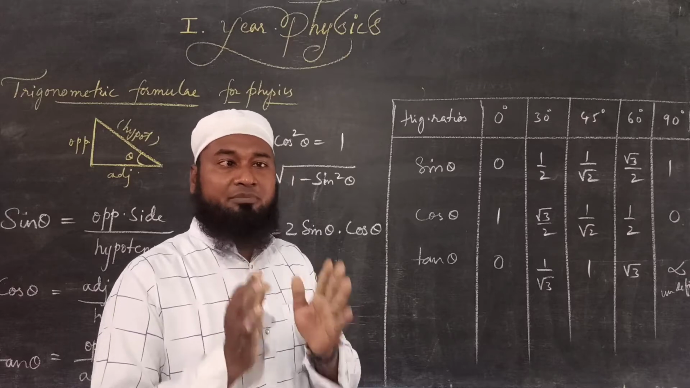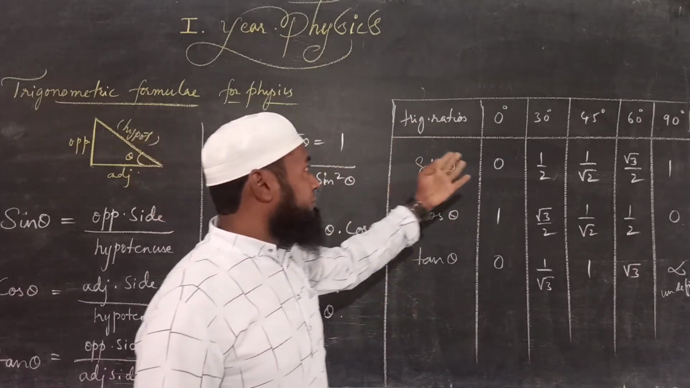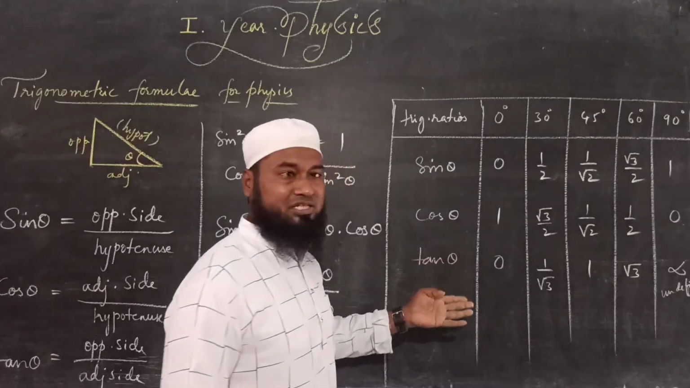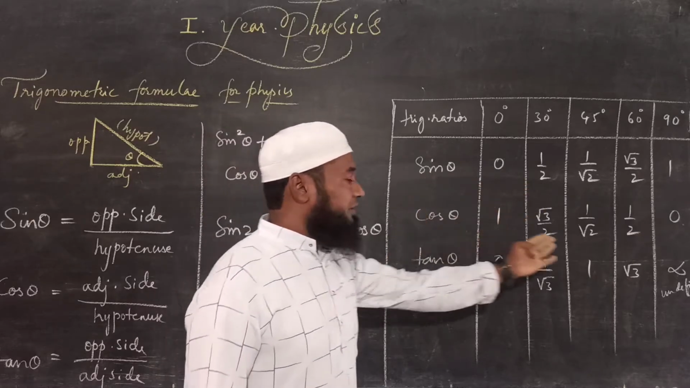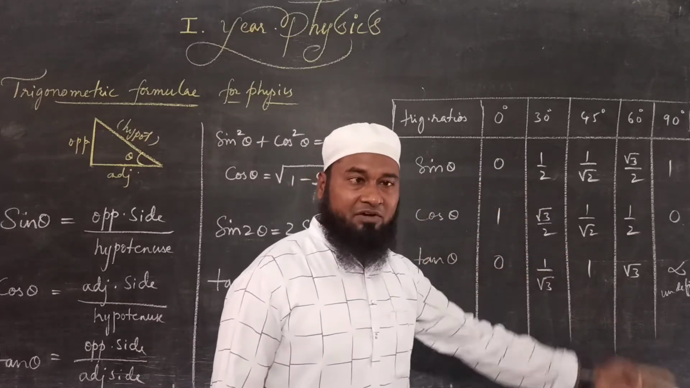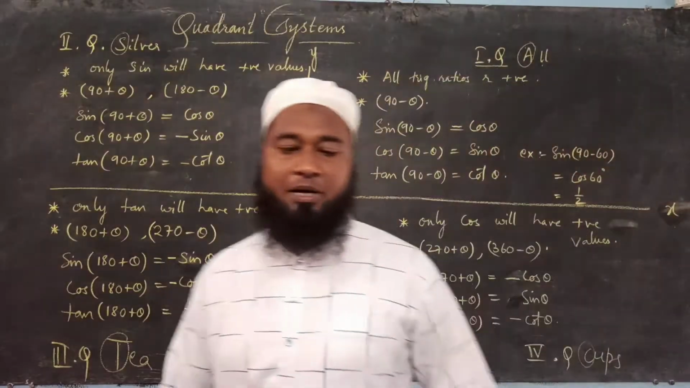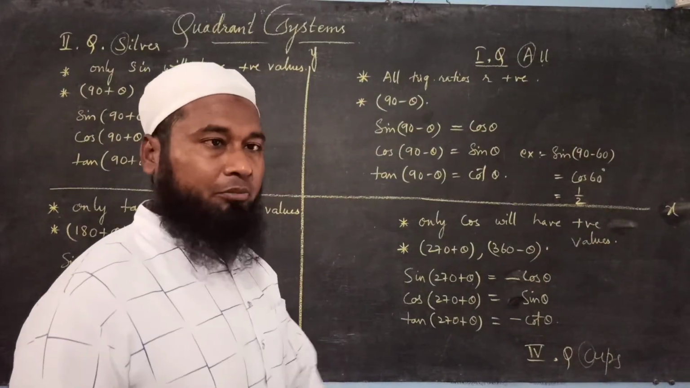Those formulas only I am discussing. Now we require the table also for values of 0 degree, 30 degree, 45, 60 and 90 degree. Only if you remember these many values, it's more than enough. Sin theta values, cos theta values as well as tan theta values. Take a screenshot. Yes, the next part of formulas are quadrant system formulae from trigonometry.